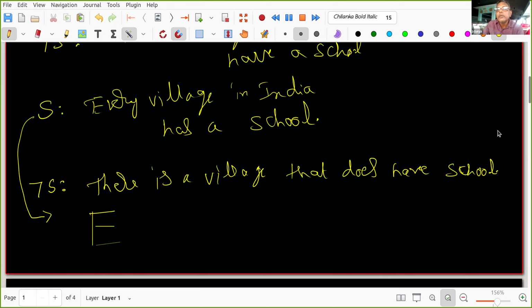Someone from room number 2. Jasmine. We need a set of villages in India, and a property. Go slowly. Set is one thing you said. What is the set you are saying? Set of villages in India. Good, nice. So for the set of villages, how do I denote that set? Can you give some notation to that?